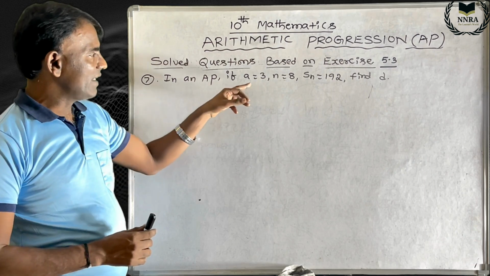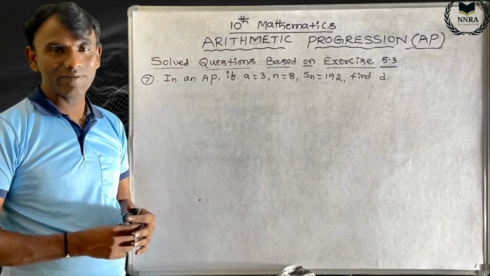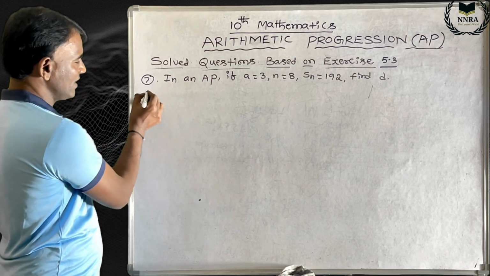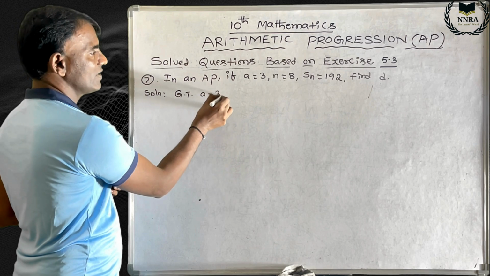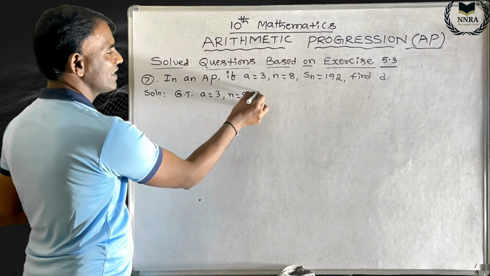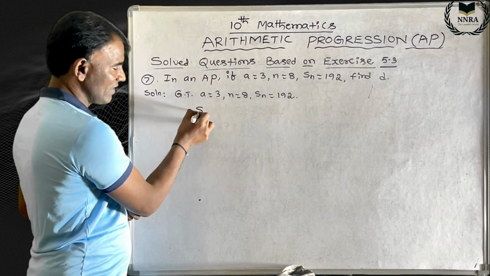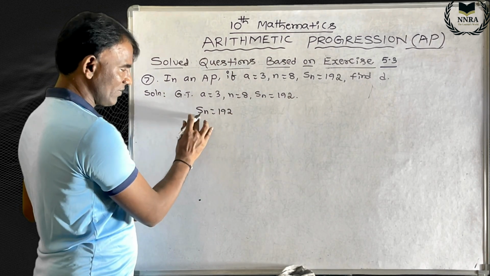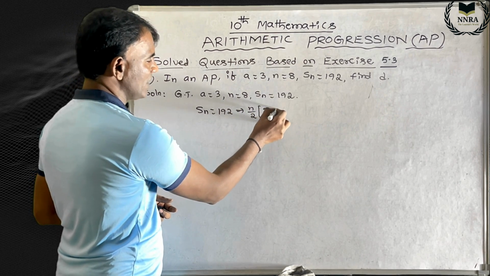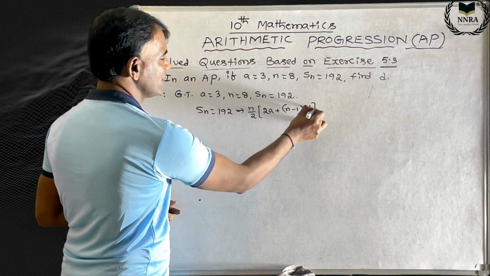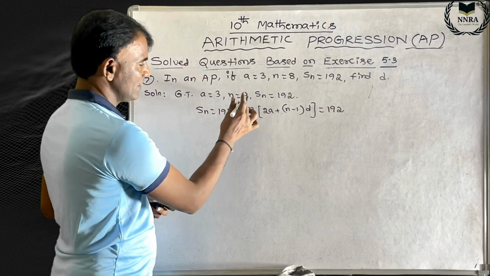Now this is the 7th question. In an AP, if a equal to 3, n equal to 8, Sn equal to 192, then find d. d is nothing but the common difference. Right? So first we write the given data. Given that a equal to 3, n equal to 8, Sn equal to 192. What is the formula of Sn? n by 2 into 2a plus n minus 1 into d. So it is equal to 192, and that implies n means 8.